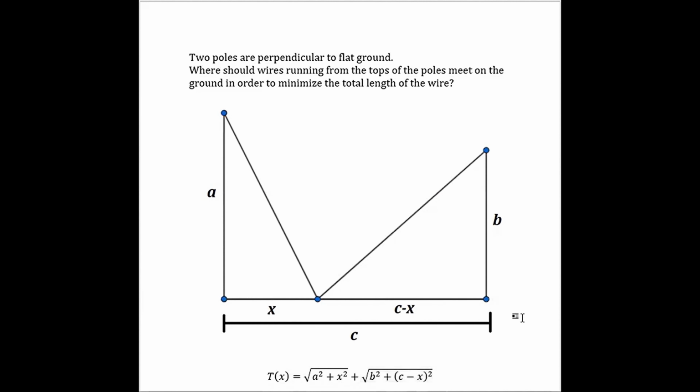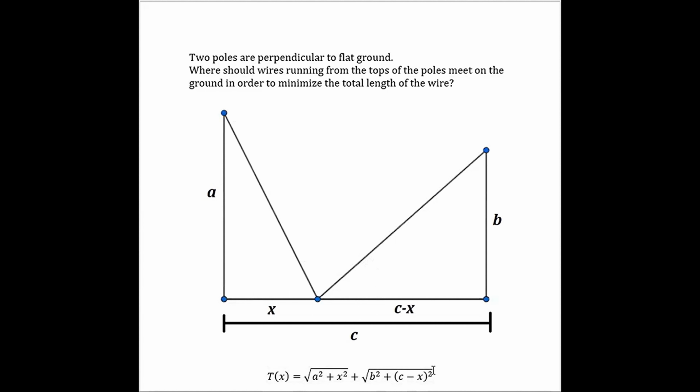This function is dependent on x. That total length will be continuous. Notice that a squared plus x squared, and b squared plus c minus x, that quantity squared, will be greater than 0. Although x could be 0, we could have the wire going directly from the bottom of the pole with height A to the top of the pole with height B, or vice versa. We could have this so that x could be between 0 and c inclusive.